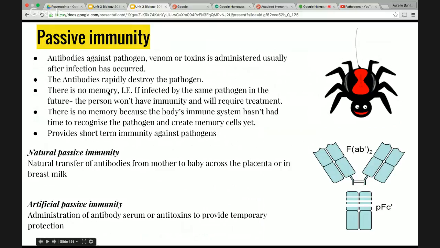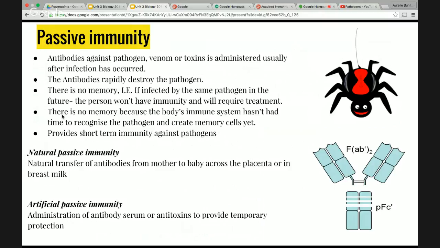There is no memory, okay? So if you get bitten by a redback spider, you go to hospital and you get given anti-venom, and 2 weeks later you get bitten by the same redback spider, you'll need to go back to hospital because there's no memory, okay? The reason why there is no memory is because the body's immune system hasn't had the time to recognize the pathogen to create memory cells, okay? This provides short-term immunity against the pathogen.